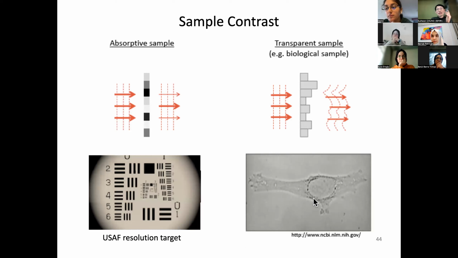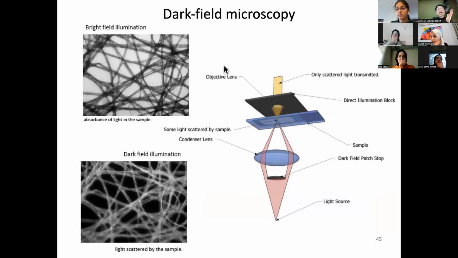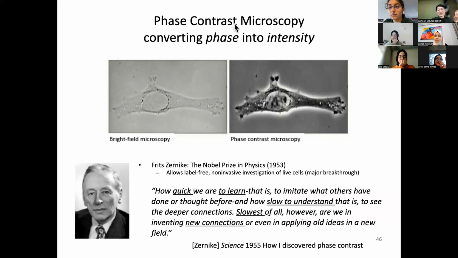And why can't you see transparent material? Because the light is passing through without absorption. So you need a trick for that. We call it the dark field microscope. Dark field makes the background dark by using oblique light. And the other is phase contrast.